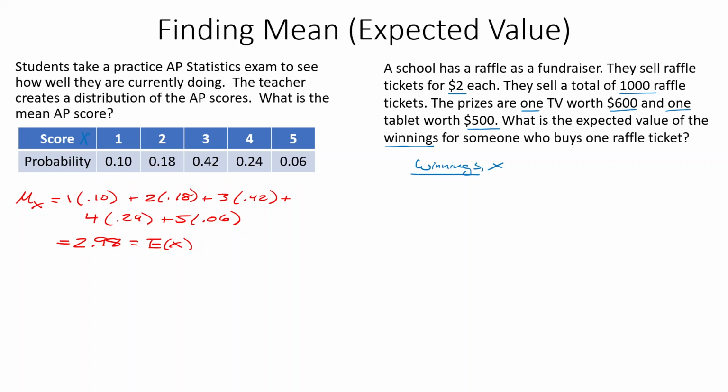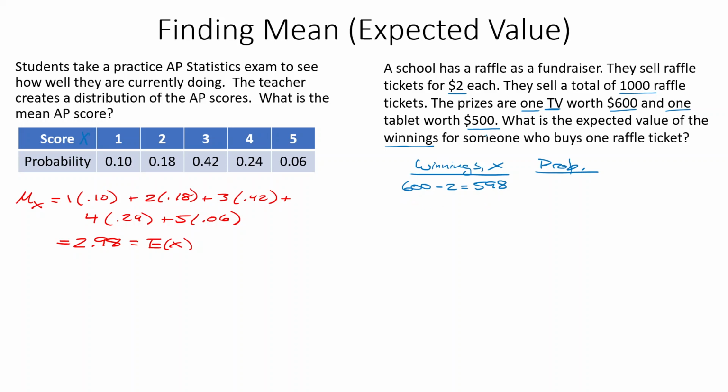And I'm going to go down with my table here. I'm going to go up and down, vertical instead of horizontal. And then we've got the probability for each one. All right, so one thing that can happen is we could win a TV. It's worth $600, but don't forget we paid $2 to play. So we're actually going to get 600 minus 2 is $598.